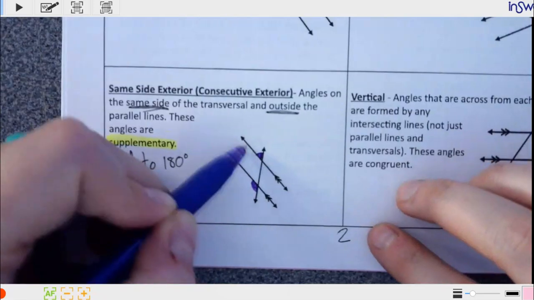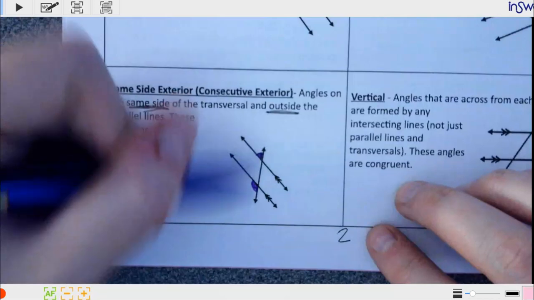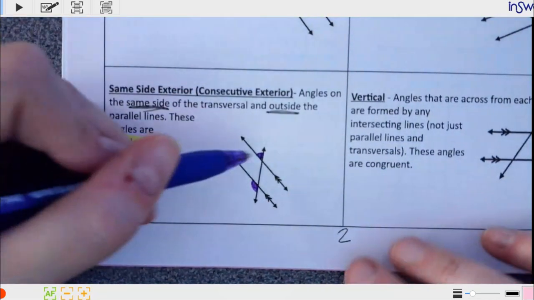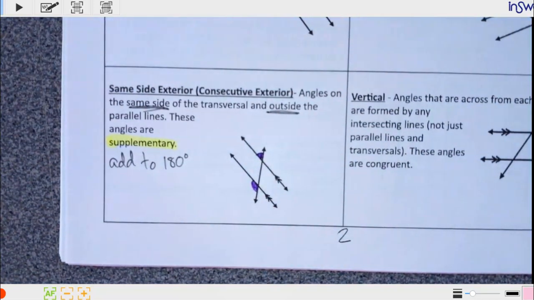If you're having a hard time identifying the transversal, it's the only line that touches the other 2 lines. So like this line right here cannot be the transversal because it only touches one line. Transversal always has to touch 2 lines. But they're on the same side of the transversal. They're outside the 2 parallel lines, same side exterior.